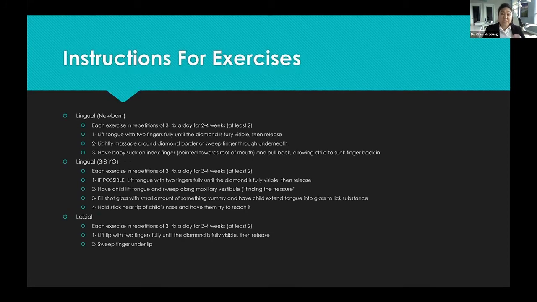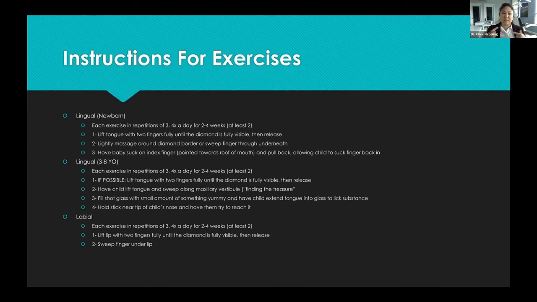Basically, each exercise you're going to have them do in repetitions of 3, so 3 times, but 4 times a day, usually for about 2 weeks. The first one here is you're going to lift the tongue with 2 fingers, or for lingual, for a newborn, you're going to lift the tongue with 2 fingers until your diamond is fully visible. Make sure they do it until it's fully visible, and then just release it.